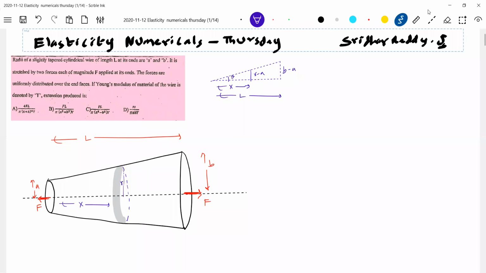So the relationship between them: tan theta equal to R minus A by x equal to B minus A by L. Whatever you want, you can replace: R equals (B minus A) x by L plus A. I think you can cross-check your equation. Put x equals 0, R equals A. Put x equals L, R will be equal to B. I think that's what we defined. Okay, let's get into this one.